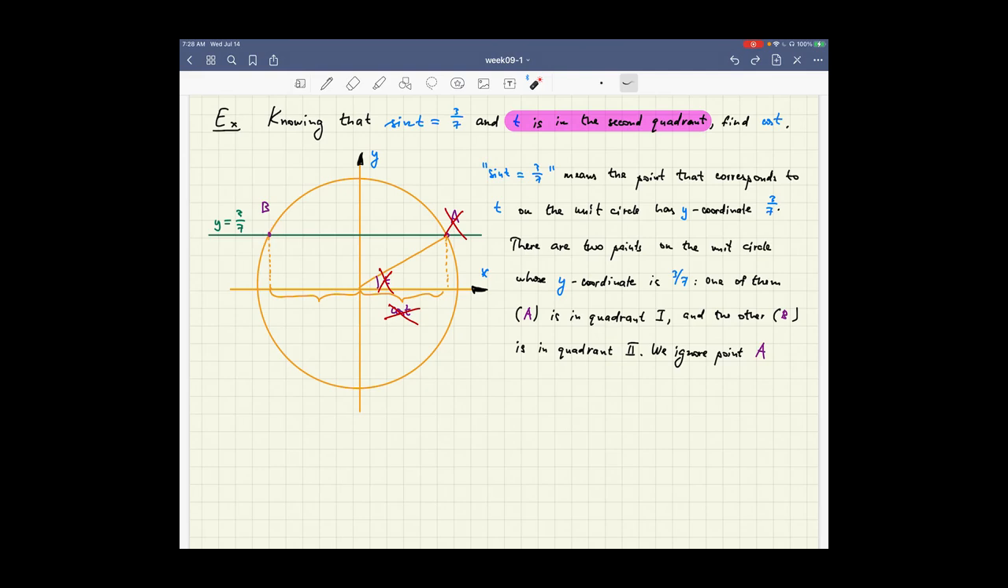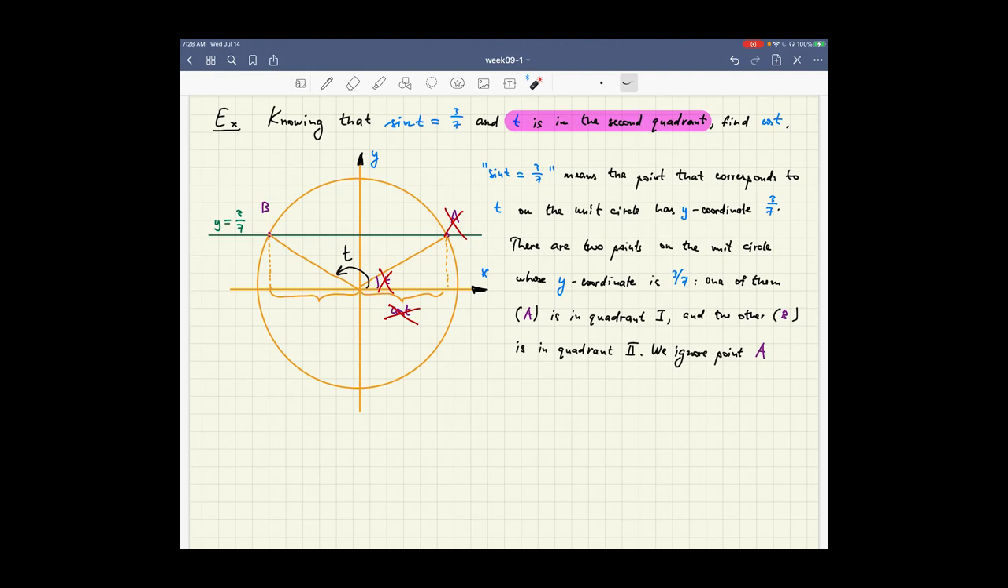Note that we still don't know what t is, and we will not be able to understand what t is, because t could be this angle, or any other angle coterminal with that. I will write t, but again, I don't really know that this is t. This angle, for instance, also results in the same point B, and therefore in the same cosine and the same sine.